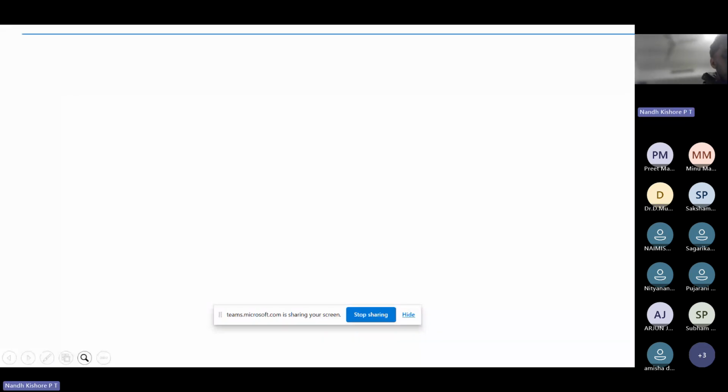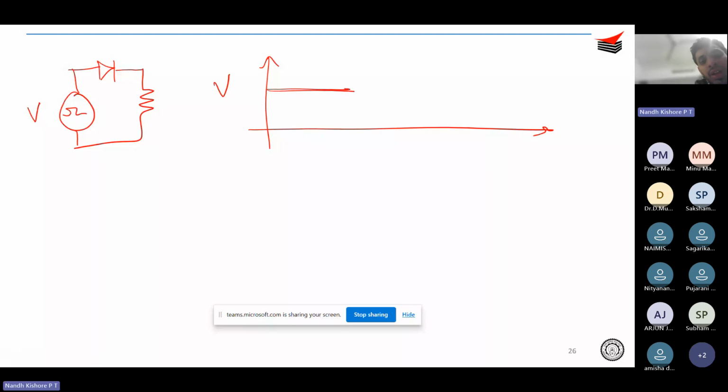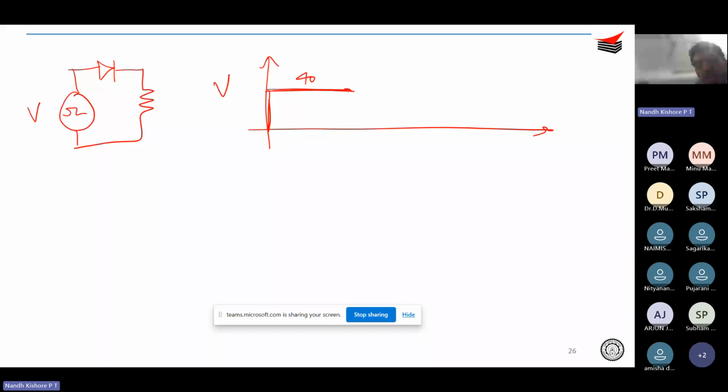Yeah. So what you had is something like this, right? And they mentioned that this voltage source V has a minimum of 0 volts and a maximum of 40. Okay, so it's going to be something like 40, with a square wave voltage source. Okay, so it's going to be something like this.